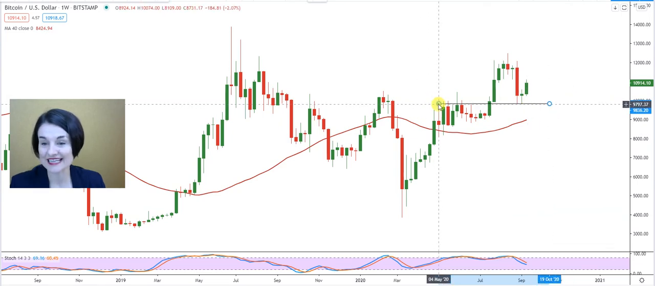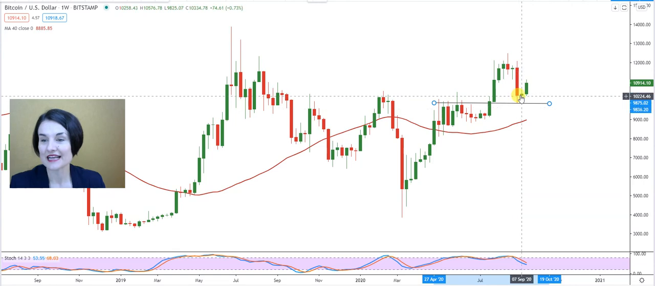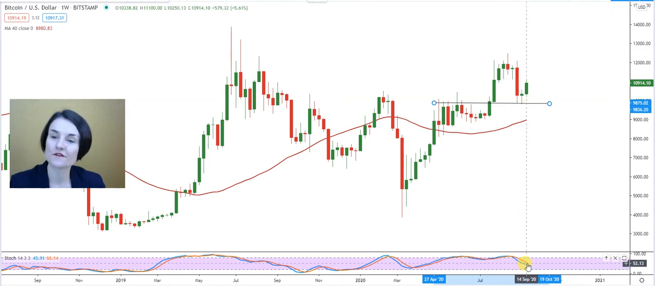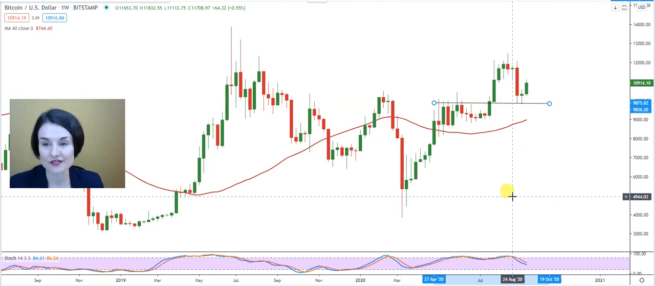And we can see that a tweezer bottom tells us that as soon as it reached that support at $9,836, there were buyers. And that was the week of the 31st of August, and then the week of the 7th of September again. My stochastic is in no man's land. It's sitting here on a 52, not an ideal place to enter into a position.